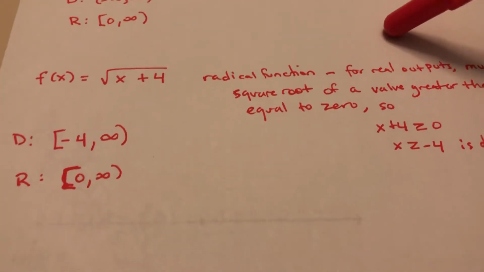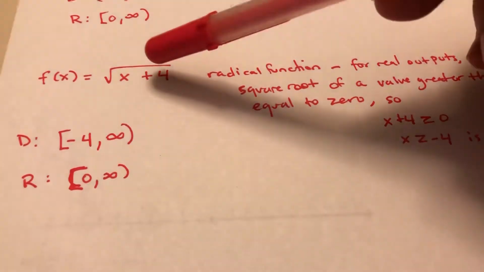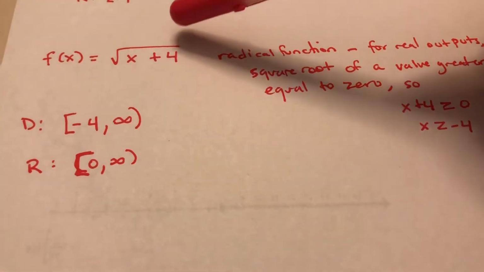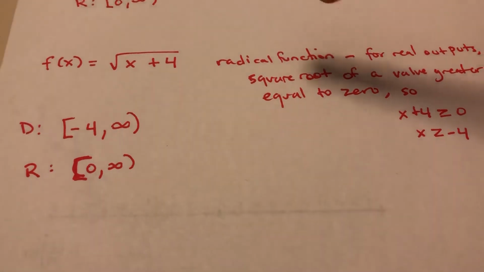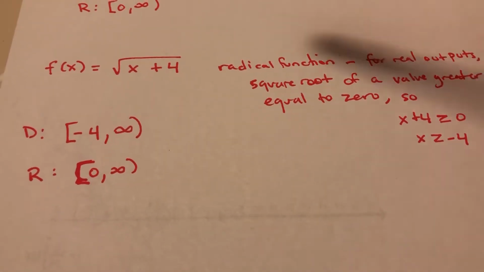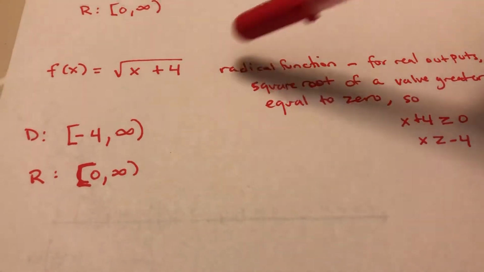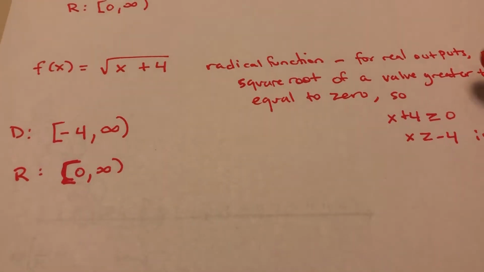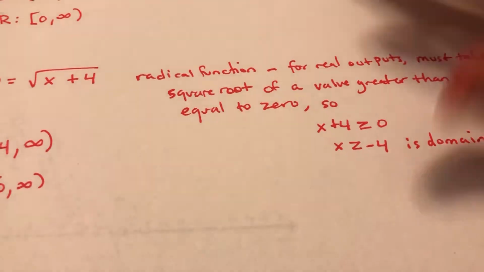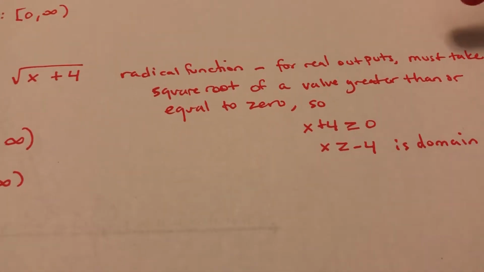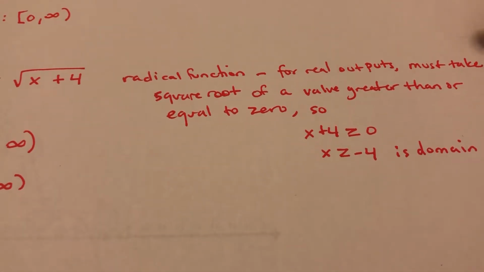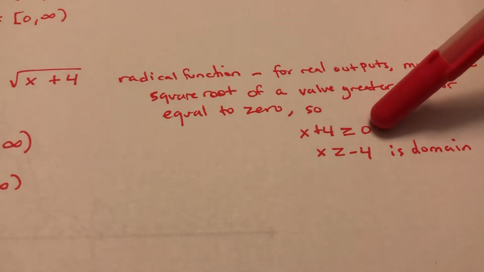Another kind of function you may see are radical functions. So for example, f of x is equal to the square root of x plus 4. For these radical functions, if we want real output values to come out of these functions, that means we cannot take a square root of a value that's less than 0. So for real outputs, we must take square roots of a value greater than or equal to 0. So I went ahead and solved that inequality.